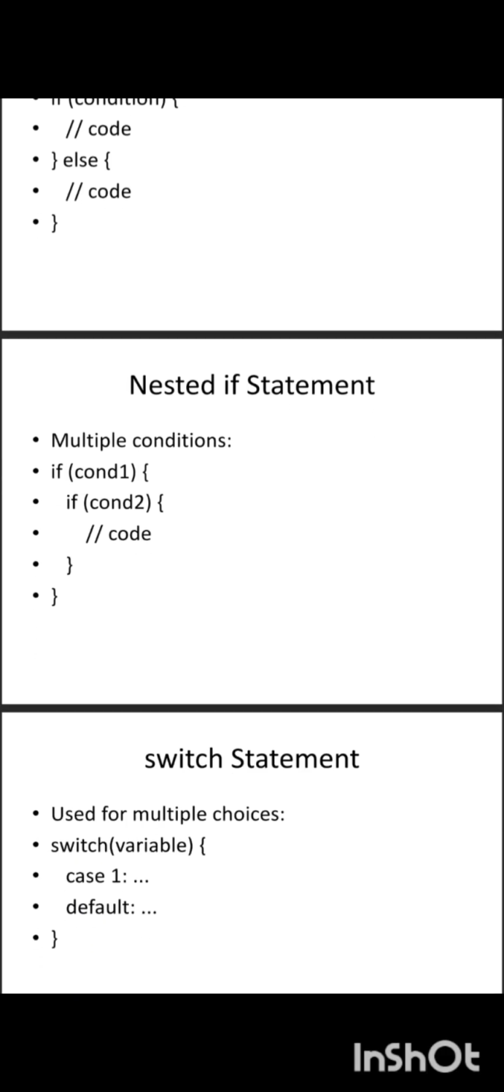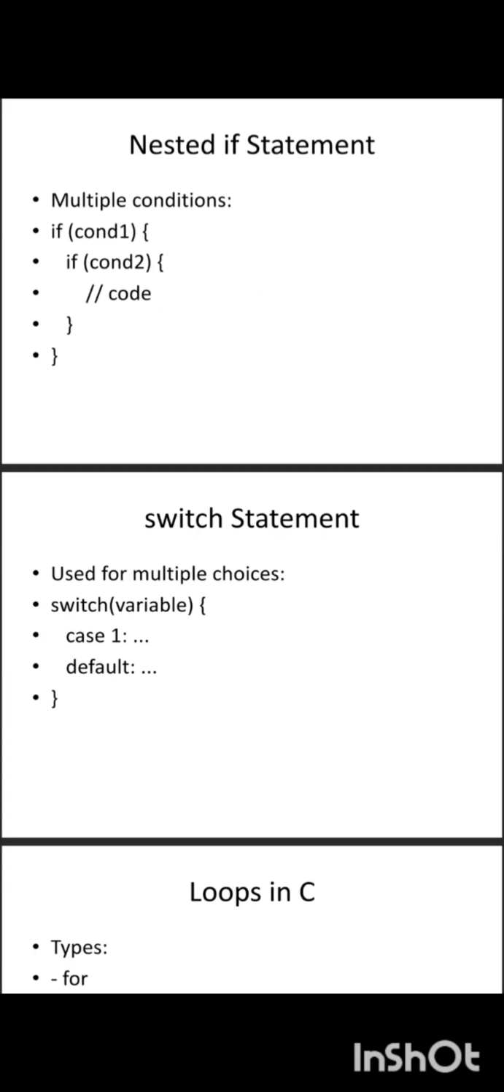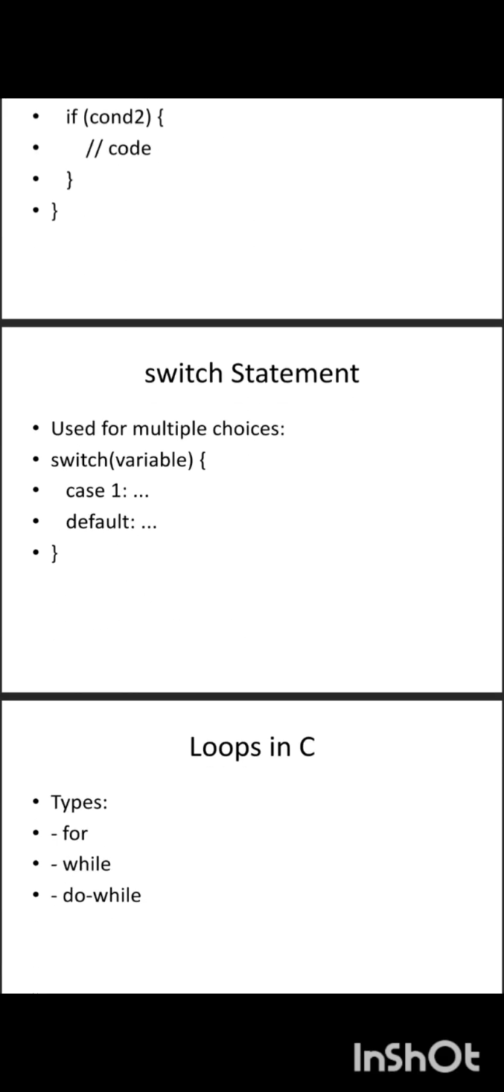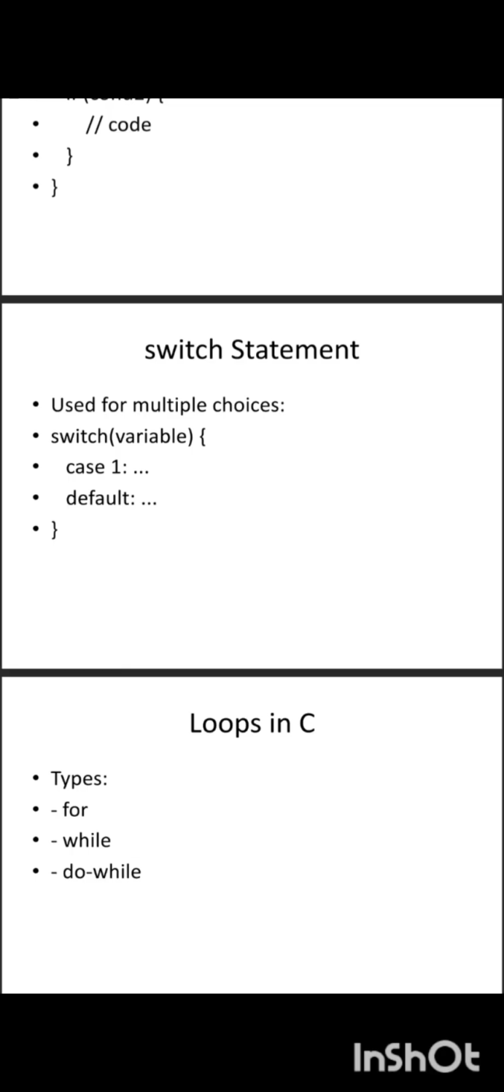And come to slide 11, switch statement. The switch statement provides a clean way to handle multiple possible values for a variable. It is like a series of if-else statements but more organized. This syntax also will be easy. After these slides we can show the syntax also. Each case checks for a specific value and default acts like an else. Don't forget the break statements to prevent fall through from one case to the next. This structure is especially useful in menu driven programs or when working with enumerated types.